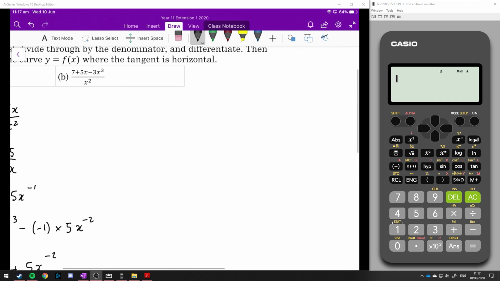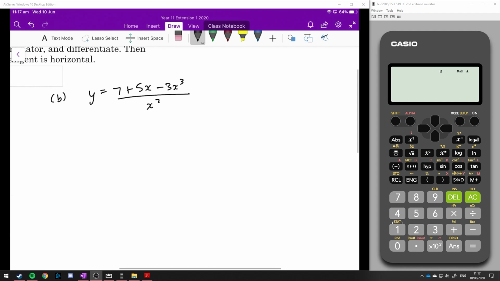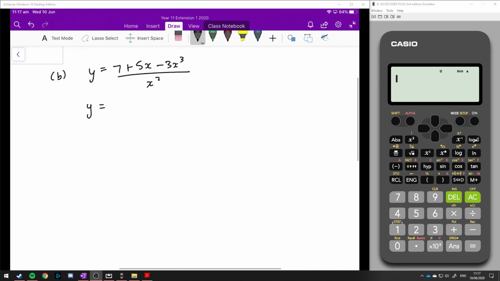And that's our derivative there. So that's part A. Let's do part B over the side here. Okay, so we've got y is equal to 7 plus 5x minus 3x cubed over x squared. So we're going to do the same thing again, where we break this one up. So y is equal to 7 over x squared plus 5x over x squared minus 3x cubed over x squared. I'm just going to rewrite it as 7x to the negative 2 plus, x divided by x squared is x to the power of negative 1, so 5x to the negative 1, minus 3x cubed divided by x squared is just 3x.